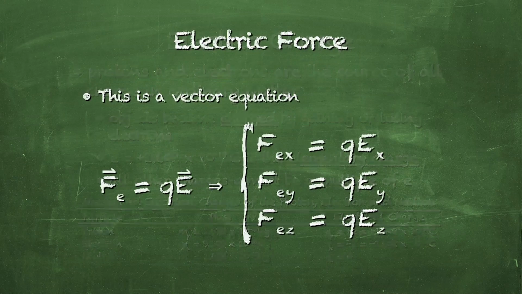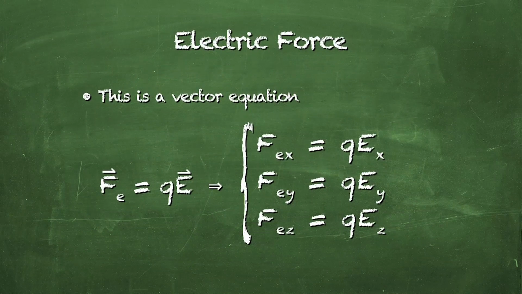So going back to our equation for electrical force, where we have F vector sub E, or electrical force vector, is equal to Q, the charge of an object, times E vector, the electric field. This is a vector equation, which means that we have three separate equations. We have an X equation, a Y component equation, and a Z component equation. So that means that the electric force in the X direction is equal to the object's charge times the electric field in the X direction.